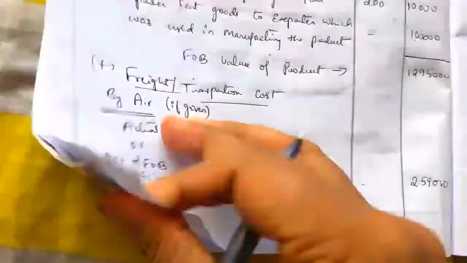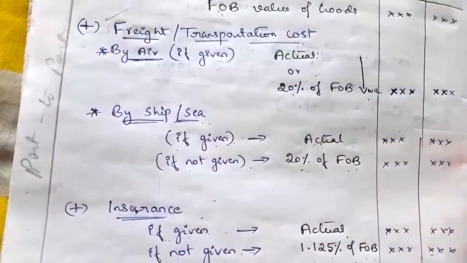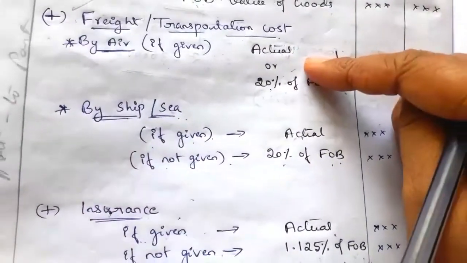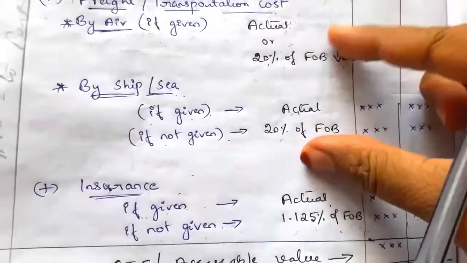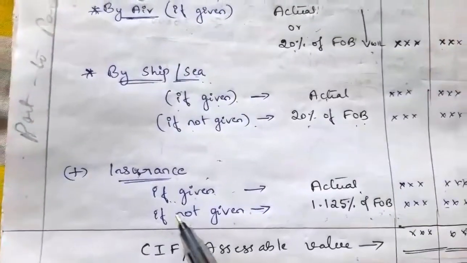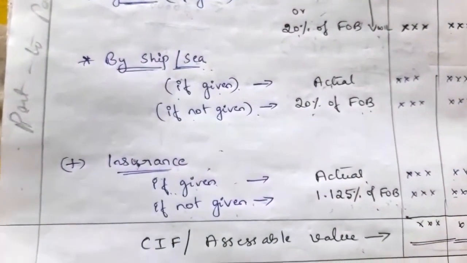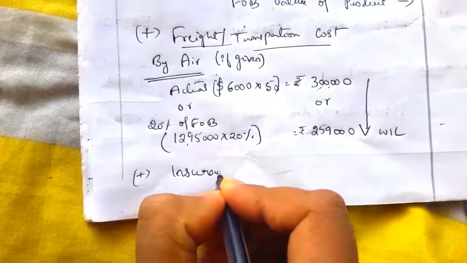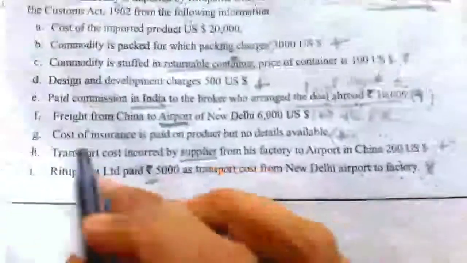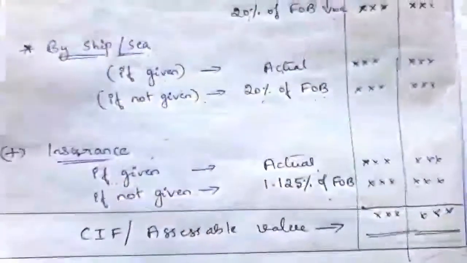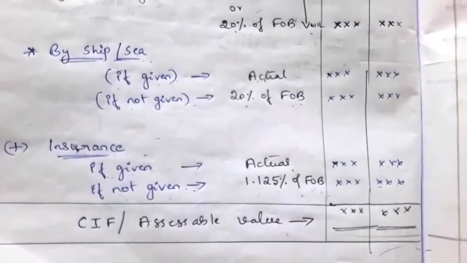Then for ship, there is no transportation by ship, so we have to ignore it. Any one will be there, maybe through air or ship; there is no calculation of both. Okay, any one. Next we have to add insurance. Whether given or not given, we have to add the insurance. So write add insurance. Even if insurance details are not available, we have to take it.